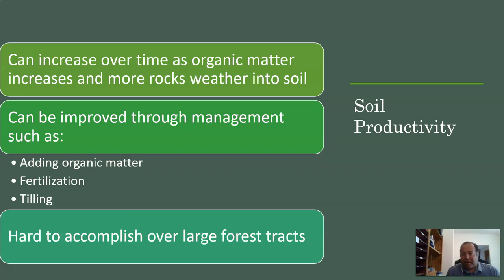The hard part is if we're managing large forest areas. If I'm managing 2 million acres of a national forest, it's going to be really hard to just say, well, let's go fertilize 2 million acres, or let's go till up 2 million acres. It doesn't really work that way. So we kind of have to just really think about overall forest health and the different things that we can do. So, you know, how can I increase organic matter over a large forest tract?